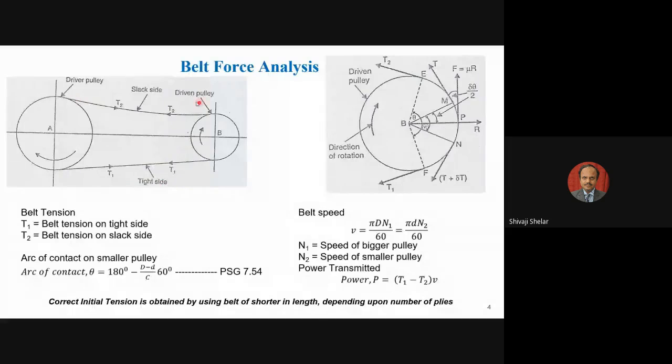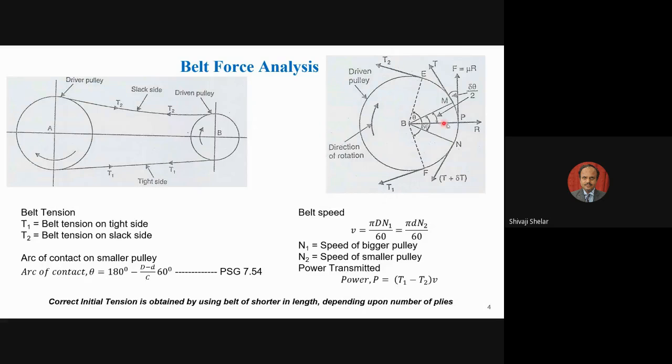It is called the slack side. So what happens when... I have drawn the free body diagram also, so that you can understand. So this is the tension side, the tight side of the belt, and this is the slack side of the belt. So we are assuming the tension in the tight side of the belt is T1, and the tension in the slack side is T2.